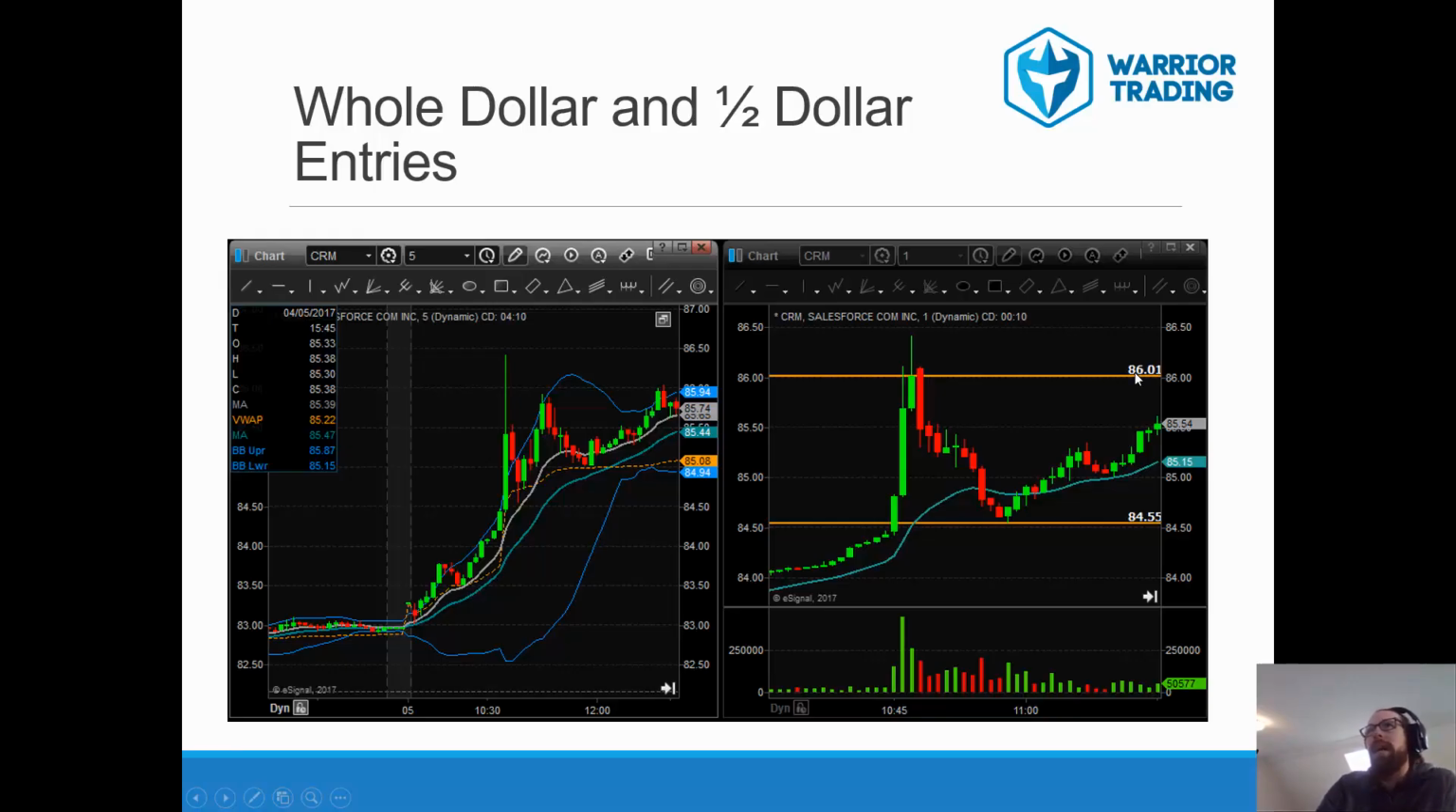So the short there, a good entry would have been right at $86 with a stop just over the other side. So the same as I bought that stock we were just looking at, 58 coming up, you'd be shorting this at 86 with a stop just on the other side. And from here, it goes from 86 down to 85.50, down to 85, and all the way down to 84.50.